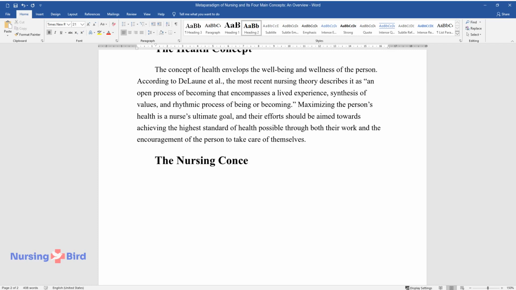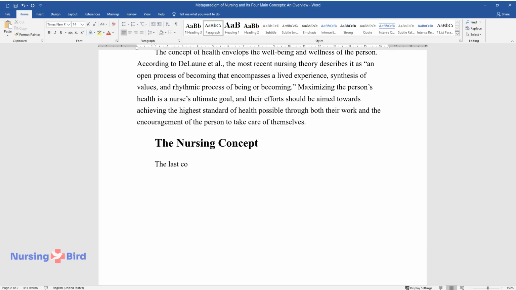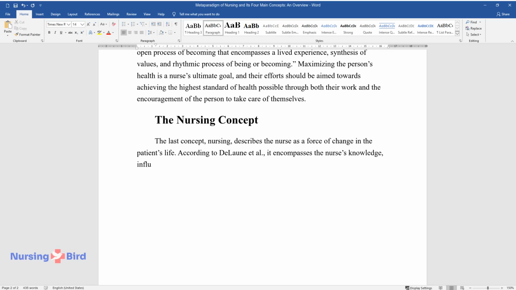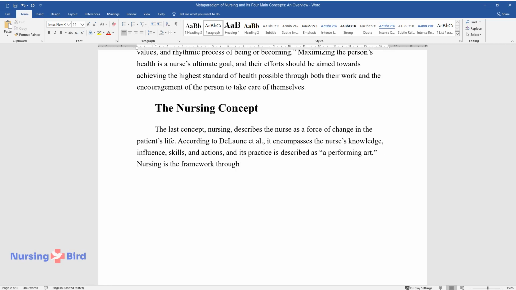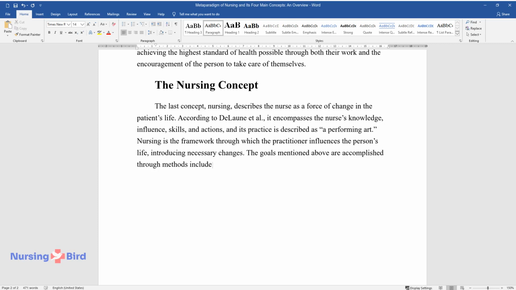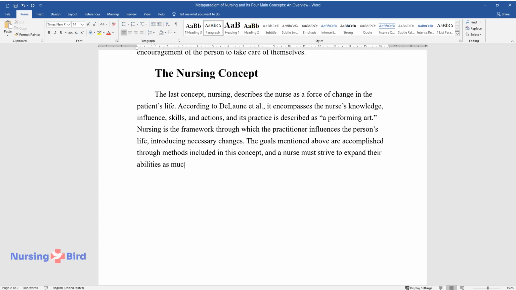The nursing concept. The last concept, nursing, describes the nurse as a force of change in the patient's life. According to DeLaune et al., it encompasses the nurse's knowledge, influence, skills, and actions, and its practice is described as a performing art. Nursing is the framework through which the practitioner influences the person's life, introducing necessary changes. The goals mentioned above are accomplished through methods included in this concept, and a nurse must strive to expand their abilities as much as possible.